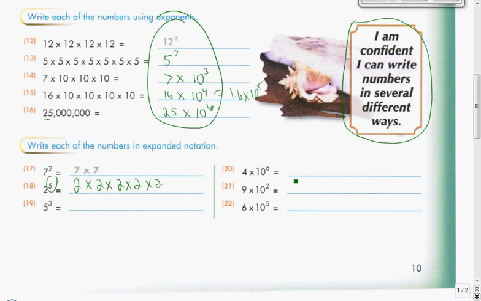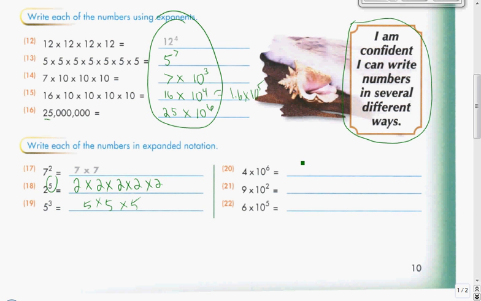So here it says, write each of these numbers in expanded notation. Here you got 5, because 5 is the base, and the exponent says how many times the base is going to be used as a factor. You write 5 times 5 times 5. Like I said, it's not rocket science.